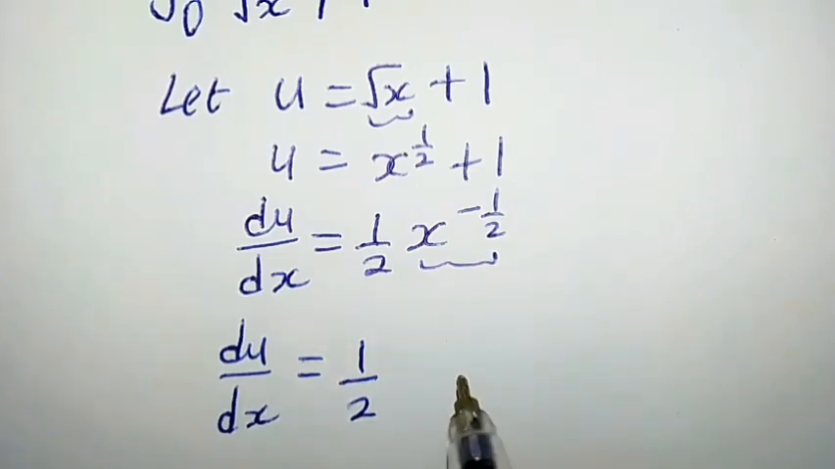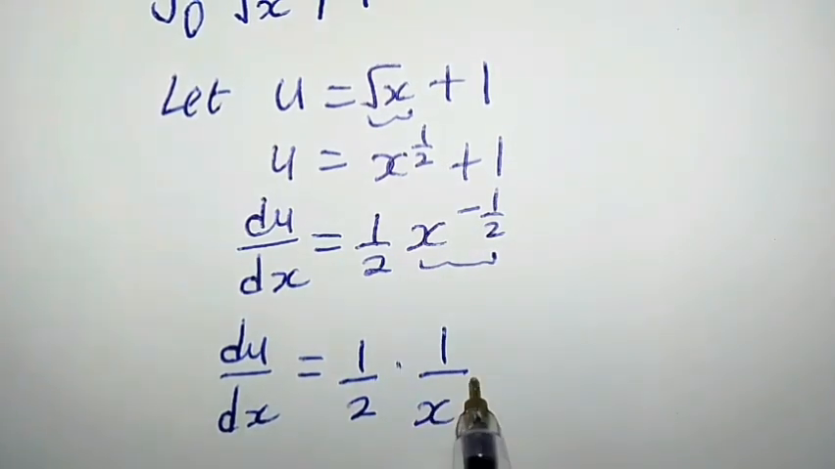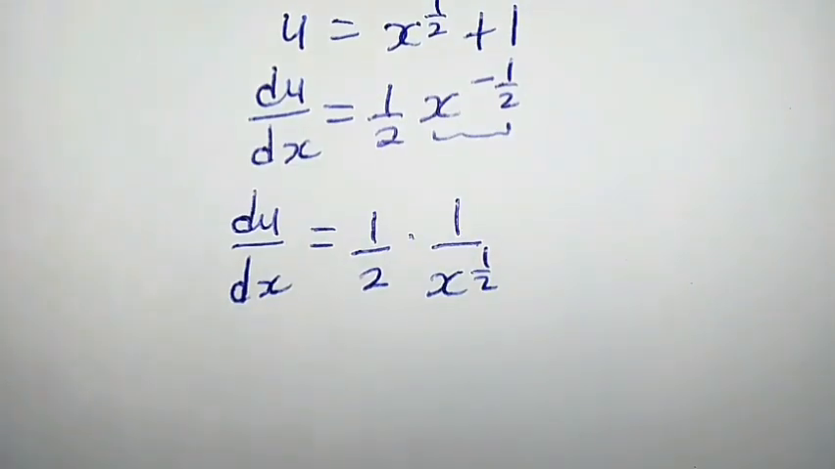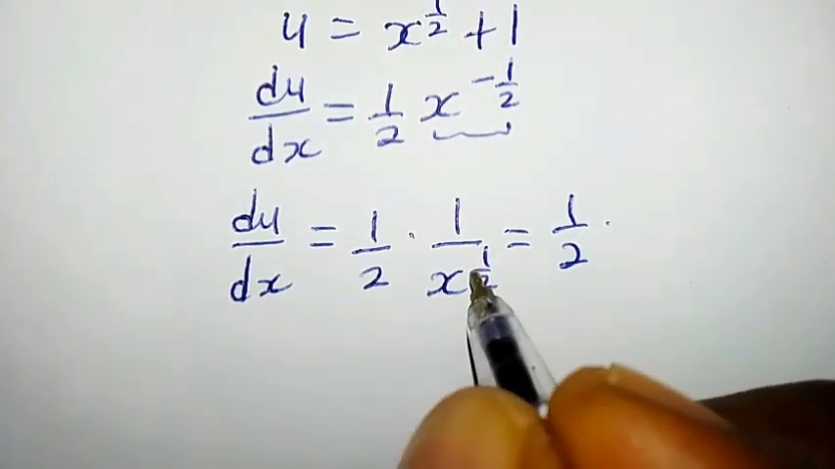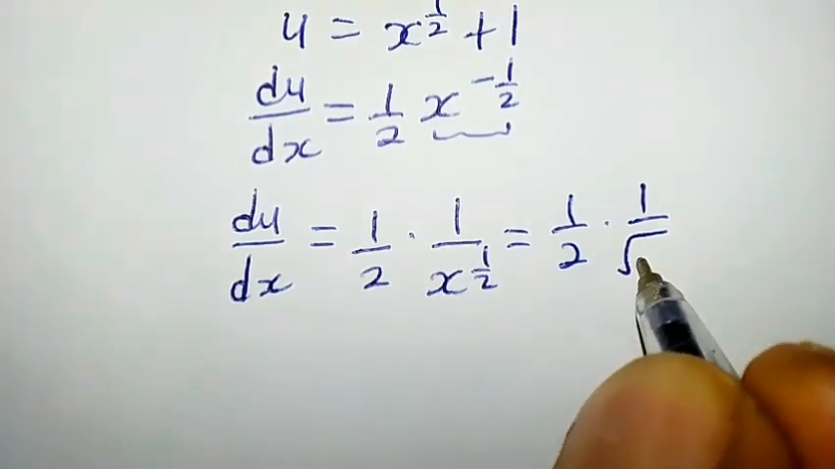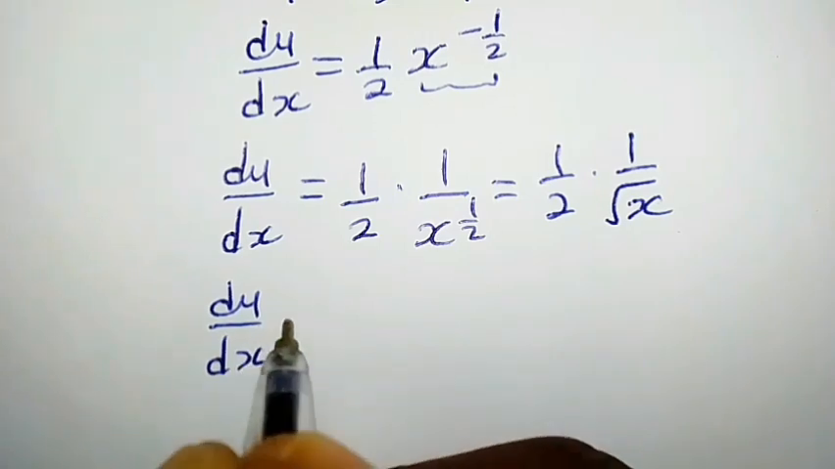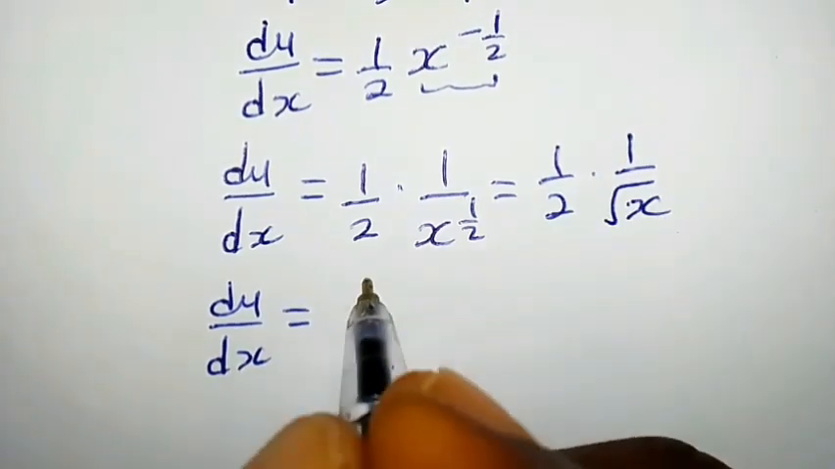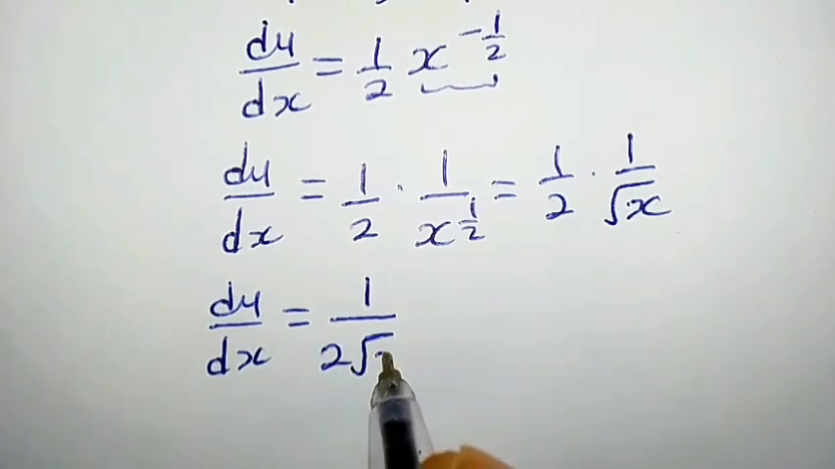x to the power of negative half can also be written as 1 over x to the power of half. Let's proceed further. This is equal to 1 over 2 times 1 over x raised to power half, that is simply square root of x. So this implies that du dx is equal to 1 times 1, that is 1, over 2 times square root of x, that is 2 root x.